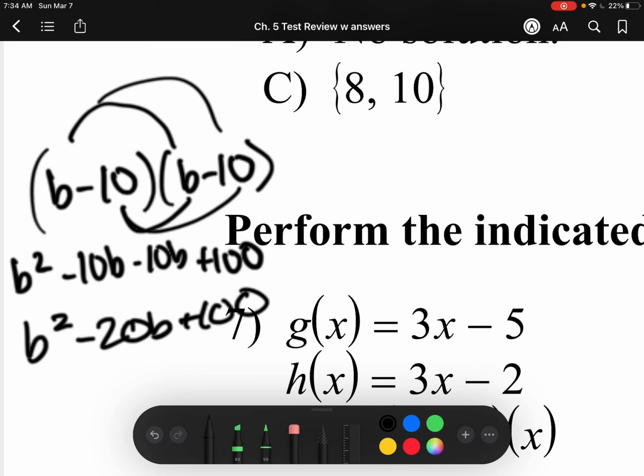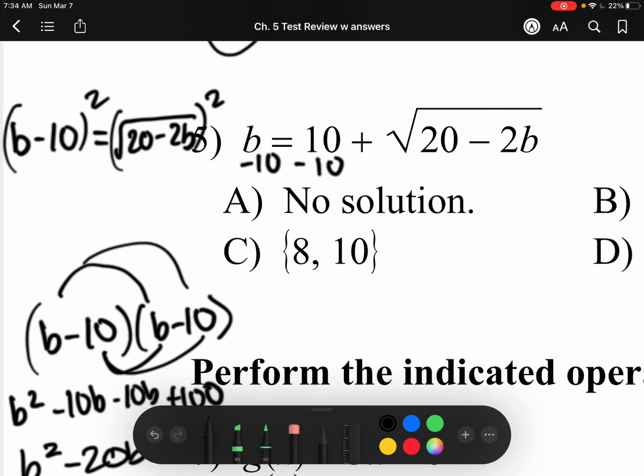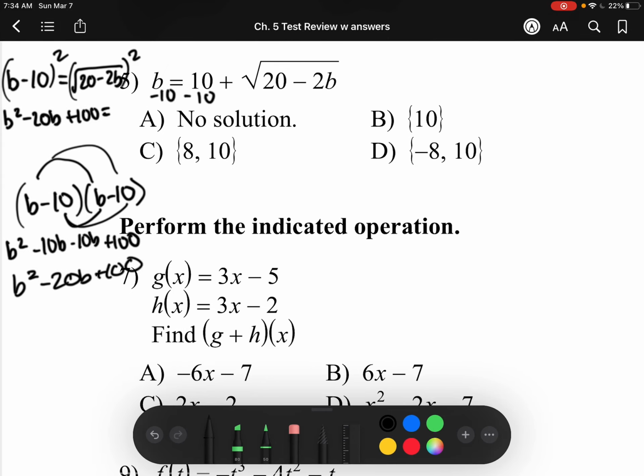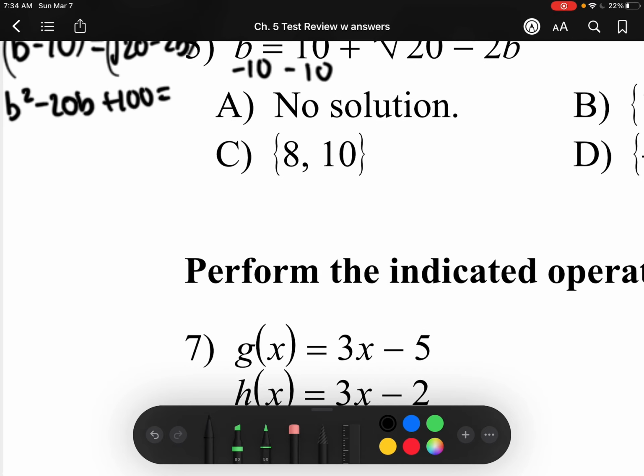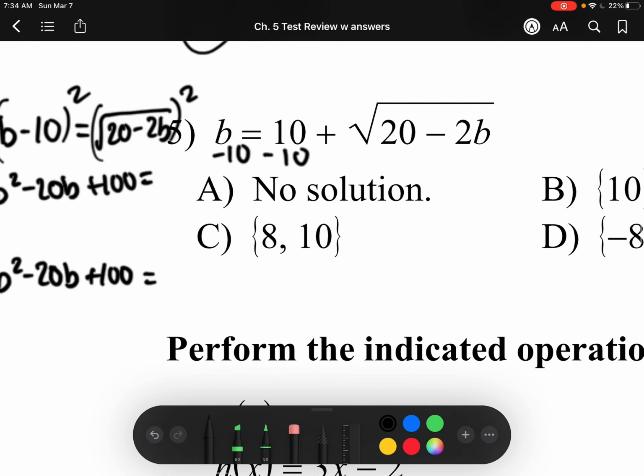All right, so let me go ahead and rewrite it over here. So I get b squared minus 20b plus 100 is equal to... I have to find more space, so I'm going to erase this, and I'm going to write it down here. So b squared minus 20b plus 100 is equal to, and then we're left with just the radicand here, so it is equal to 20 minus 2b.